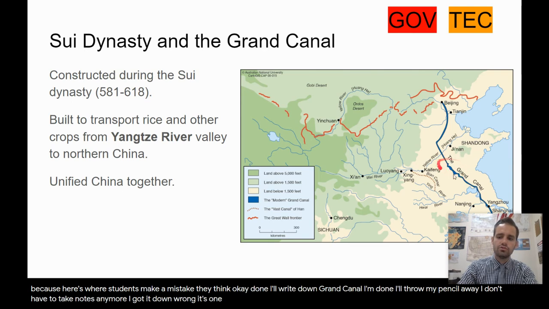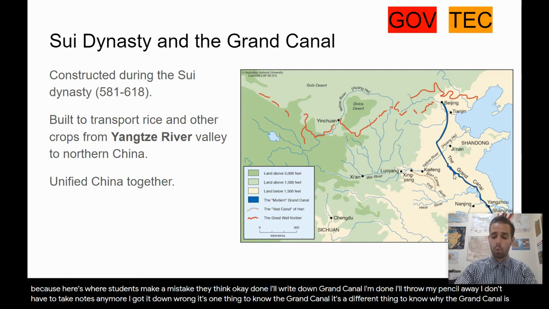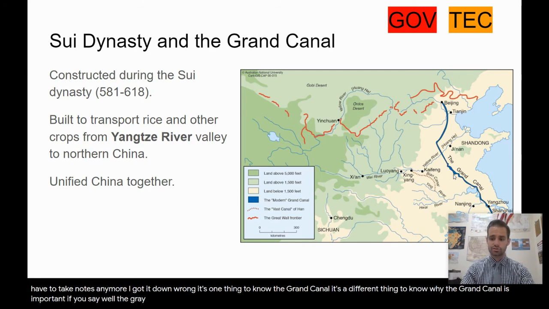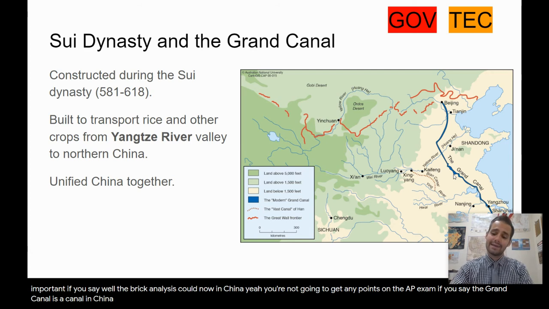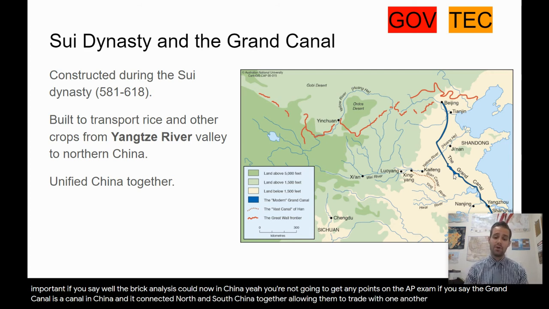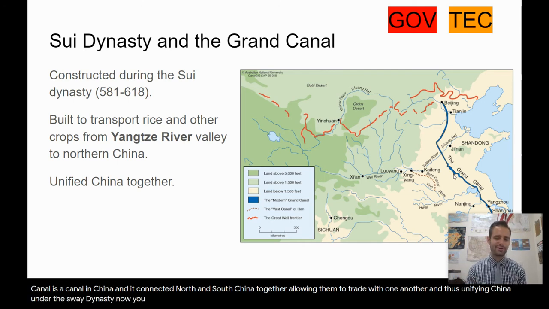It's one thing to know the Grand Canal. It's a different thing to know why the Grand Canal is important. If you say, well, the Grand Canal is this canal in China, yeah, you're not going to get any points on the AP exam. If you say the Grand Canal is a canal in China and it connected North and South China together, allowing them to trade with one another and thus unifying China under the Sui dynasty, now you have a better understanding of the Grand Canal and now you'll be scoring points.